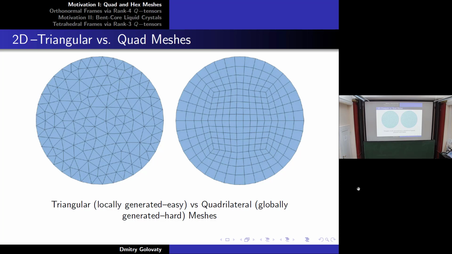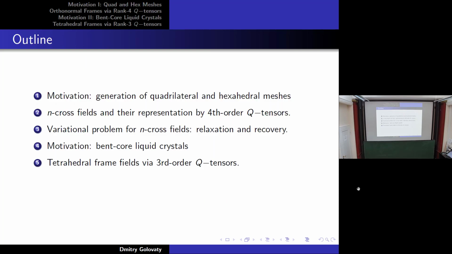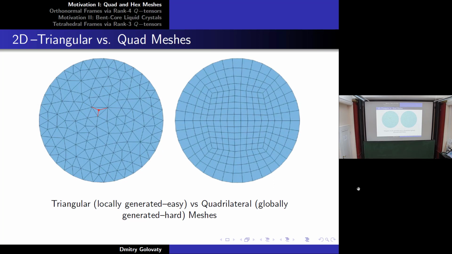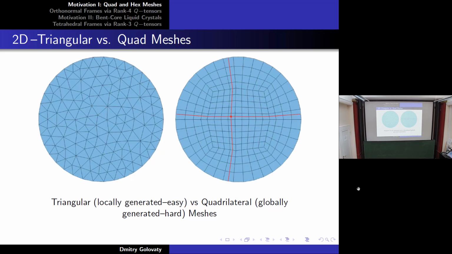So typically there are two main types of meshes that people consider in 2 dimensions: triangular mesh and quad mesh. Triangular on the left, quad on the right. Triangular is typically much easier to produce because it's local. For example, in this case, say if you just add one more point here, then you can modify the mesh by simply introducing 3 additional edges. You don't need to modify things away from this point. On the other hand, for quadrilateral mesh, introducing an additional point is going to induce global changes.